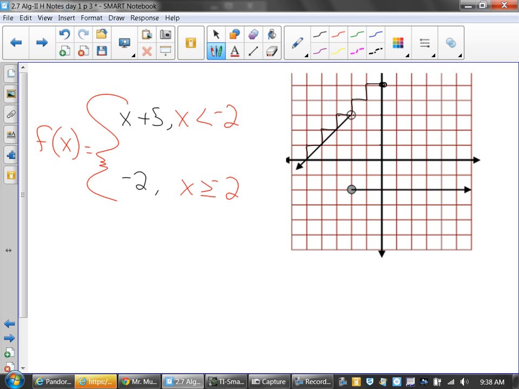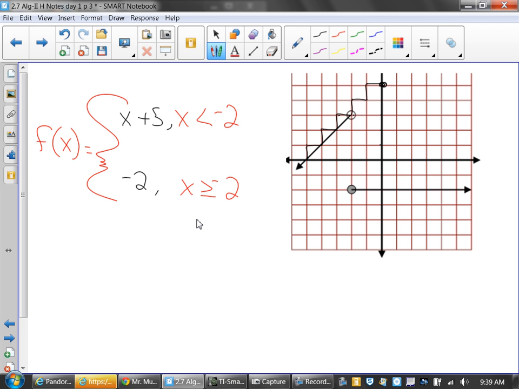Right, Ms. Butler? I saw a scrunchy face. I want to make sure. Yes, sir. Isn't that saying x equals -2? No. It's saying the function is -2 when x is larger than -2. Remember, f of x is another fancy way of saying y equals. Okay? f of x is just another fancy way of saying y equals. Okay. Get it? All right.